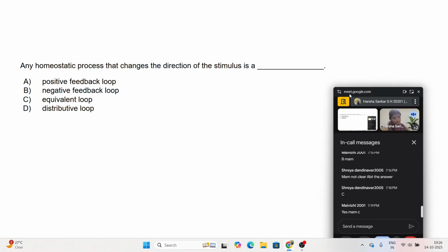Any homeostatic process that changes the direction of the stimulus is. So it's about the direction getting opposite. We already discussed this. Option A, positive feedback. Option B, negative feedback. Option C, equivalent loop. Option D, distributive loop. What is the correct answer?